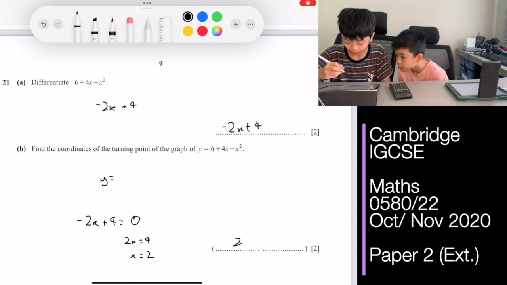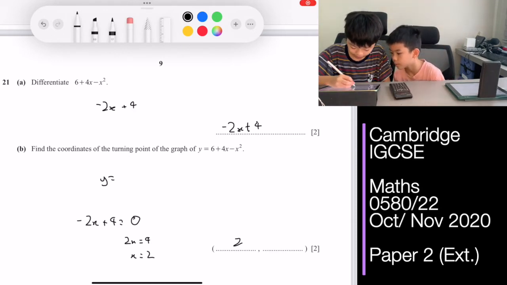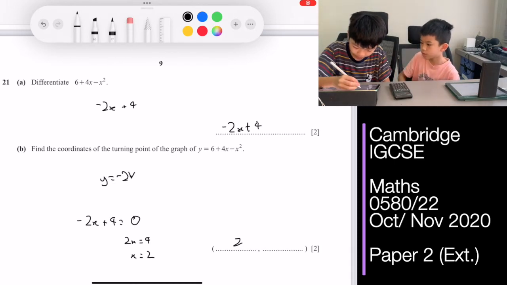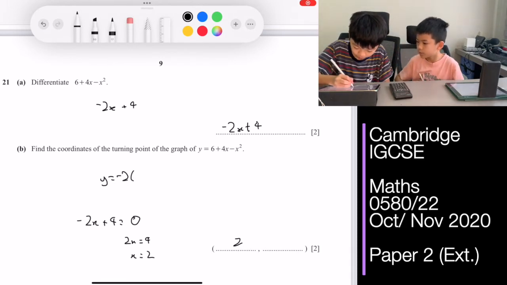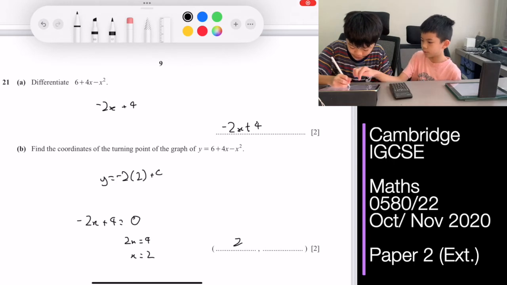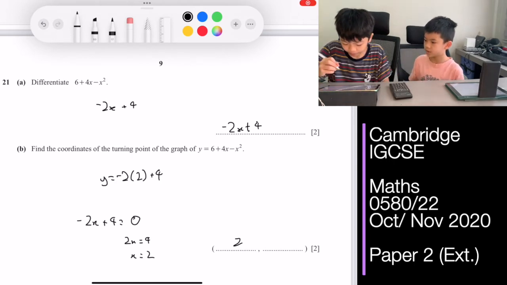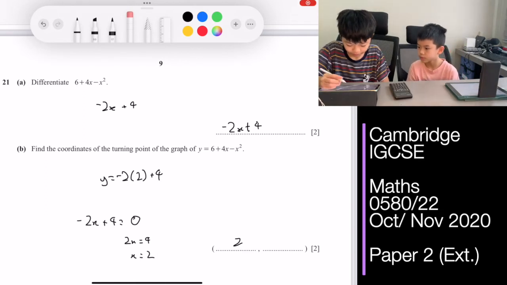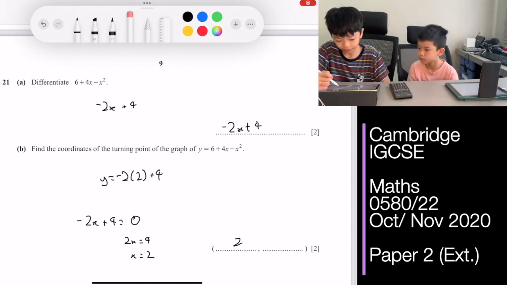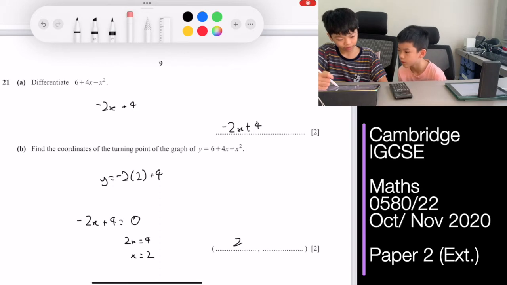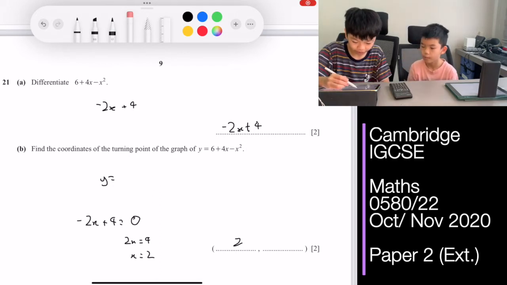And then y equals... I don't know what y is. You can find it by replacing x into the equation. Negative 2... no, not this one, it's this equation. This is the wrong equation.